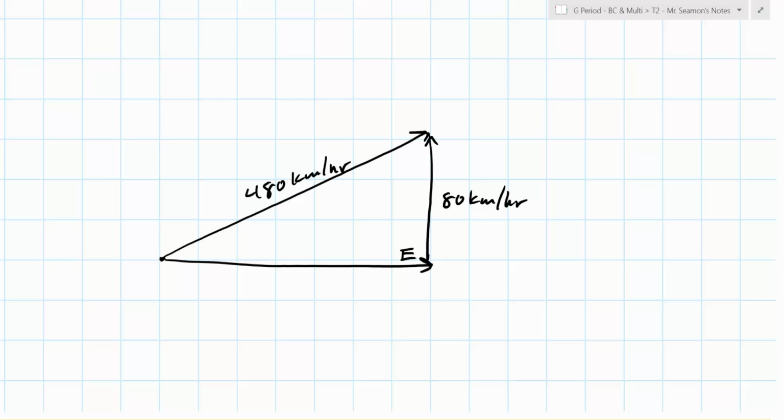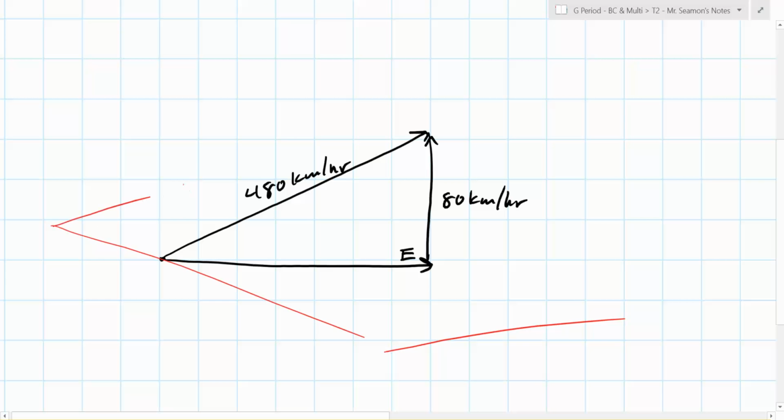So imagine the ground is right here, like the surface of the planet. Do you understand what's going on here? And that's east right there. So we want to know how fast this plane is moving due east.